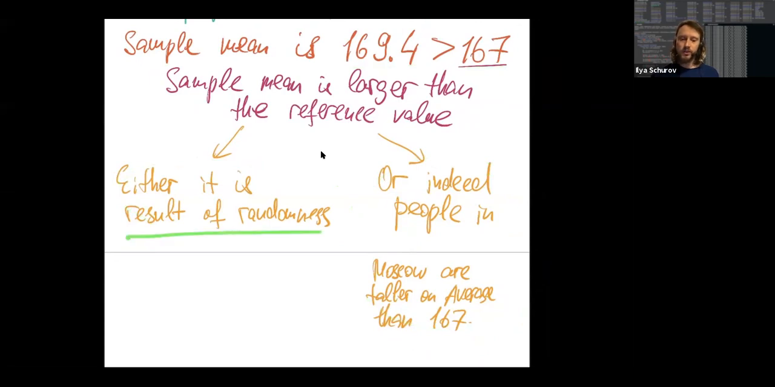Either it is a result of chance, a result of some randomness. And in this case, we don't have to make any conclusions. Or in fact, we see a difference that is too large to be explained as a result of randomness. And what we will do today is to understand how large is large enough.